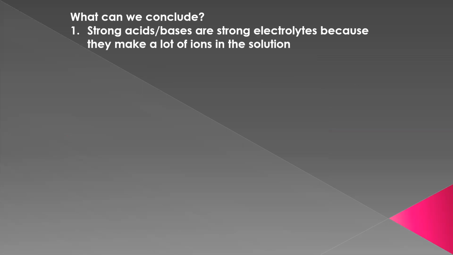Again, I remind you, acids and bases have to be dissolved to be acids and bases. So we're not testing that part. When we talk about whether acids are strong or not, we are discussing then how well they ionize. So a strong acid, a strong base are strong electrolytes because they must make a lot of ions in the solution.